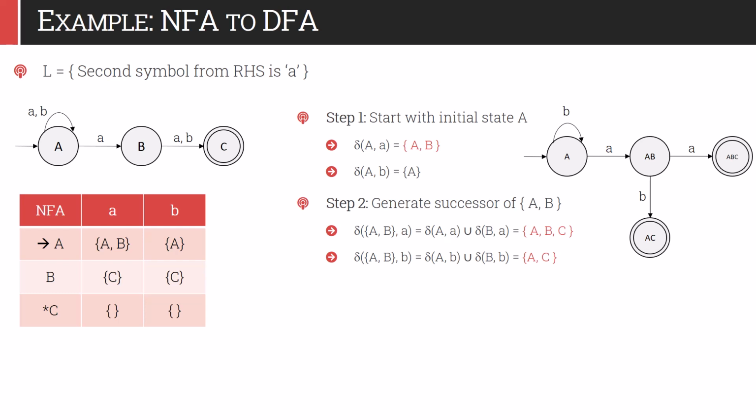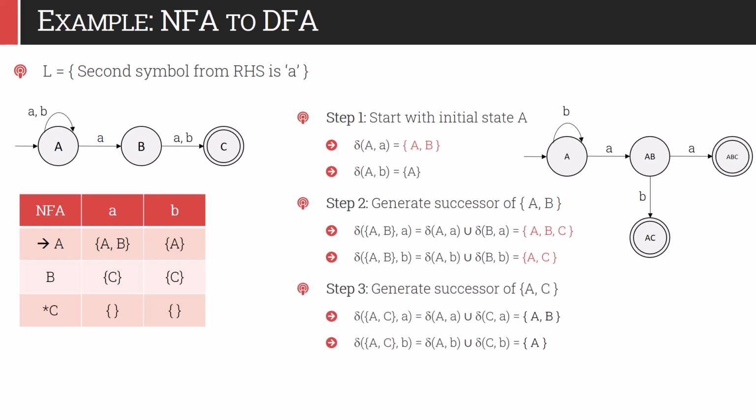So this is the partial DFA for step 2, where we are generating two states AC and ABC, and you can see that C is a final state in the original NFA. So whichever states contain C in the DFA will also be final states. So ABC and AC both will be final states, and hence they have double circles.